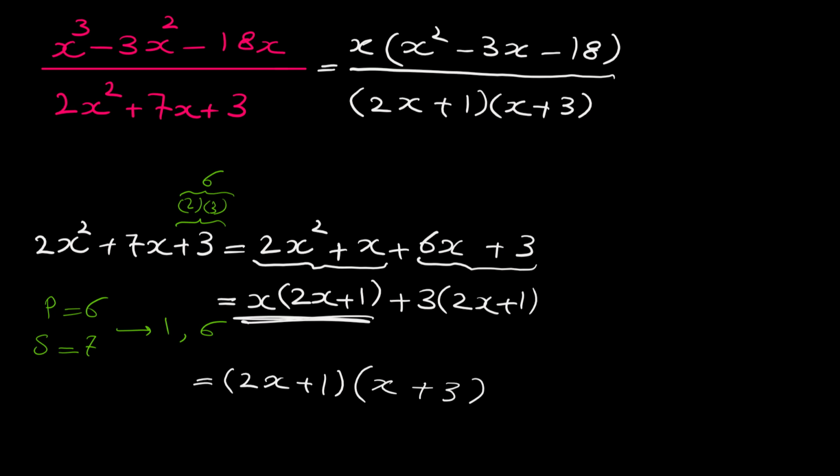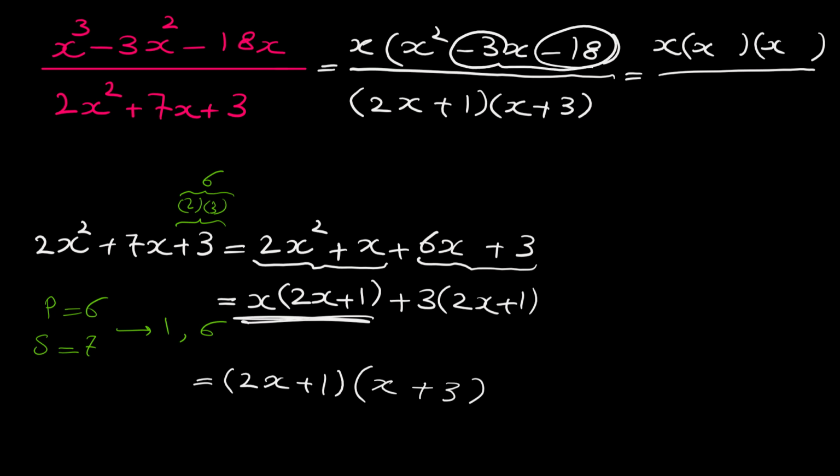Look at the numerator. In the bracket we have a trinomial which is easy to factor because it's a simple trinomial. We are looking for two numbers that the product is negative 18, their sum is negative 3. The numbers that we are looking for are negative 6 and 3. Because negative 6 times 3 is negative 18, and negative 6 plus 3 is negative 3. So this is the factored form of the numerator.